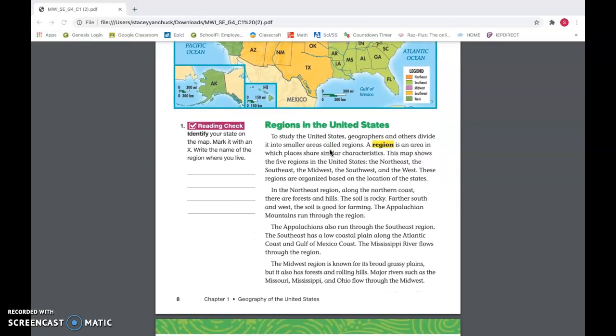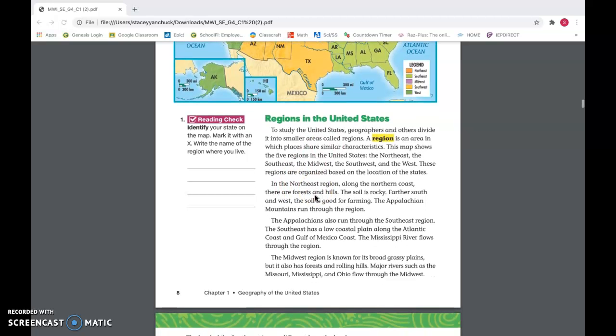Regions in the United States. To study the United States, geographers and others divided it into smaller areas called regions. A region is an area in which places share similar characteristics. This map shows the 5 regions in the United States: the Northeast region, the Southeast region, the Midwest region, the Southwest, and the West. These regions are organized based on the locations of the states.